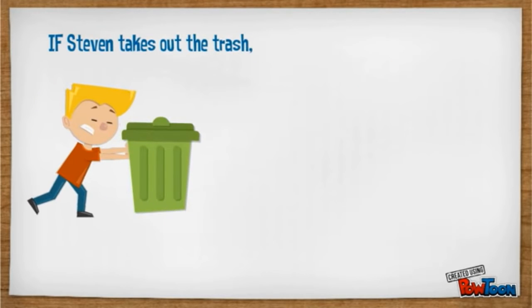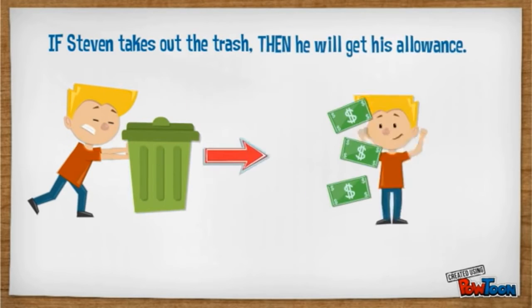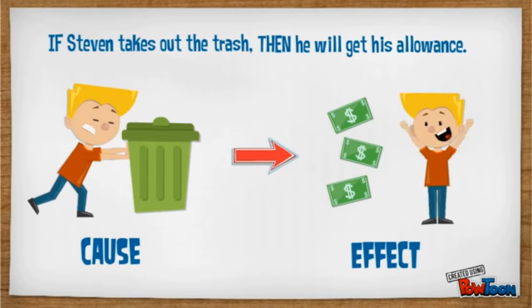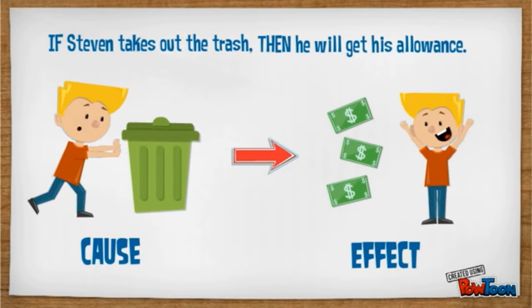If Stephen takes out the trash, then he will get his allowance. The cause: him taking out the trash. The effect will be him getting his allowance.